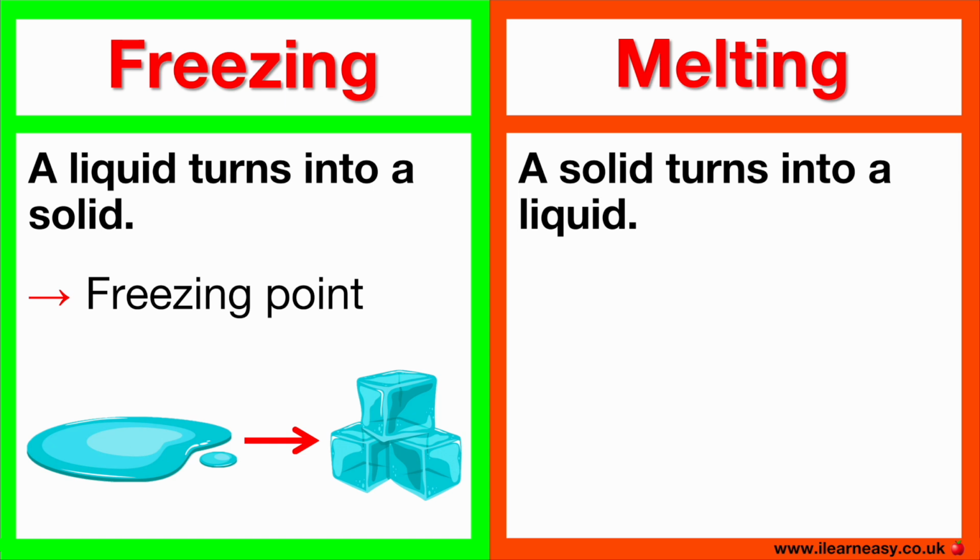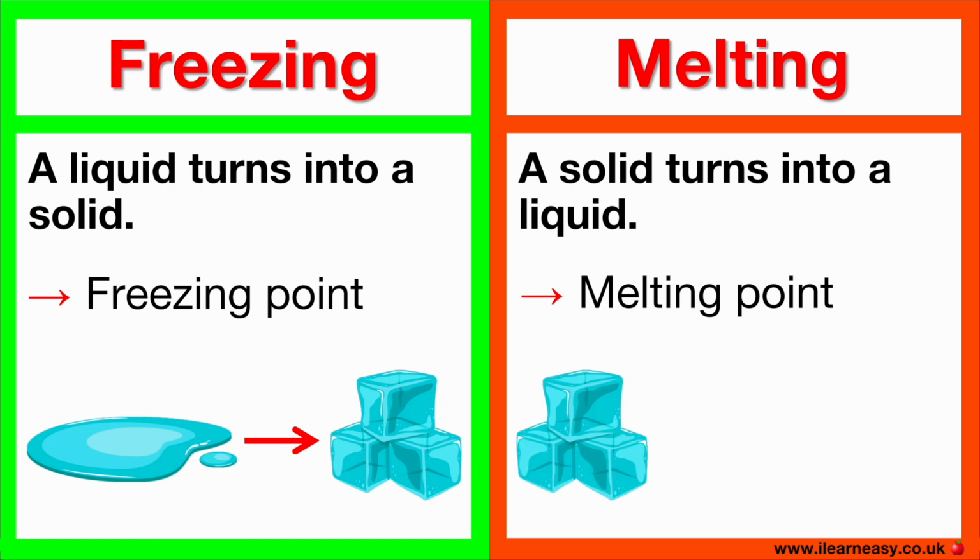Melting refers to when a substance turns from a solid into a liquid. The melting point is the temperature at which the substance turns from the solid into the liquid. This is usually a high temperature. An example is when ice turns into water. The melting point is different for different substances.